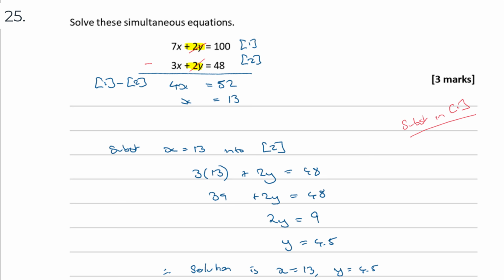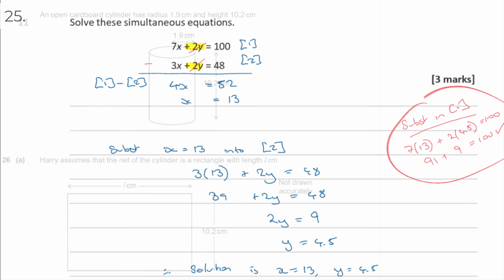So 7x, 7 lots of 13, plus 2 lots of 4.5, is that equal to 100? We're just going to double check. Well, 7 13s, what are 7 13s? 7 times 13 comes to 91. So 91 plus 2 lots of 4.5 is 9. Is that equal to 100? Yes, it is. All good. So just a quick check. Better to know in the test rather than when you get your results back if you made a silly mistake. So yeah, double check.